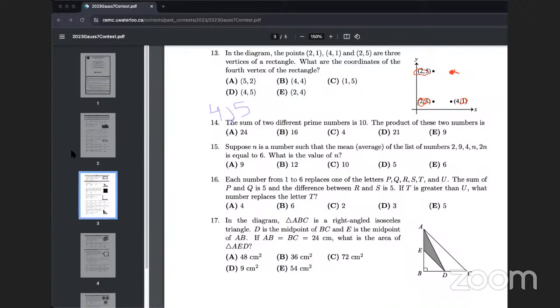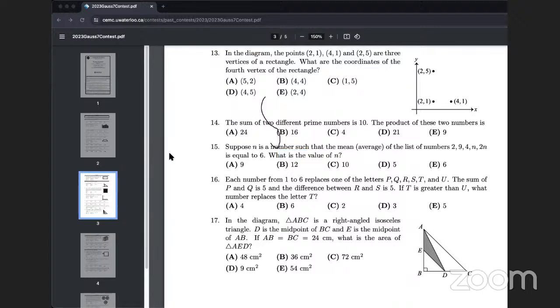Yes, 4 and 5. Do we understand why it's 4, 5? Yes. Okay.